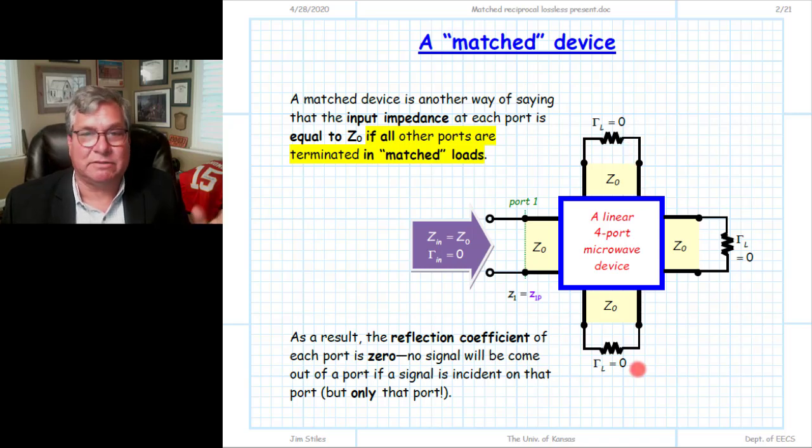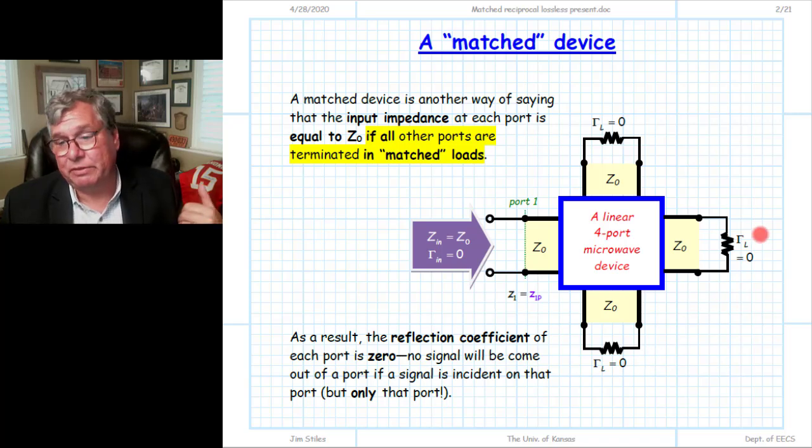So if we don't take a matched device and immerse it in a matched system, we're not going to have an input impedance numerically equal to Z0. But if we do, we will have one equal to Z0. If that's true, then we have a matched device. This is true for port 1, but it must also be true for port 2 and port 3 and port 4.